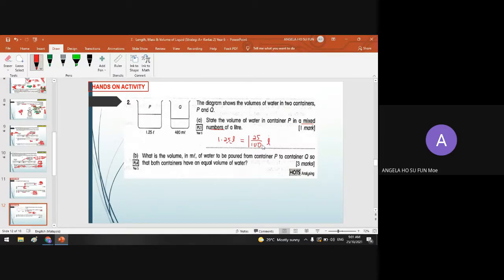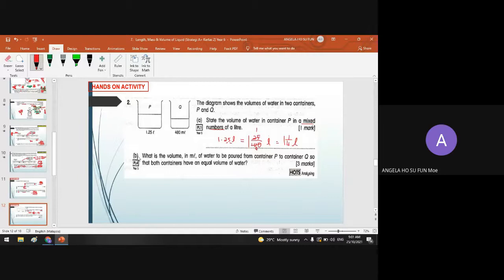But of course, you don't leave it because this is not in the simplest form. 25 and 100, you can cancel with the times table. 25 times 1 is 25. 25 times 4 is 100. So your answer will be 1/4 liter. Yes, you are correct.